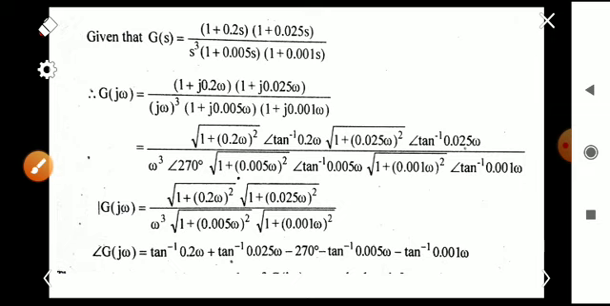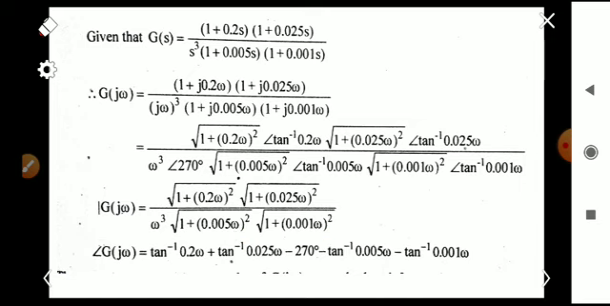We are using the same procedure. First we have to find the sinusoidal transfer function G(j omega) by substituting s equal to j omega, and after that we find the magnitude, mod G(j omega). The magnitude is root of (1 + (0.2 omega)^2) times root of (1 + (0.025 omega)^2), divided by omega cube times root of (1 + (0.005 omega)^2) times root of (1 + (0.001 omega)^2).